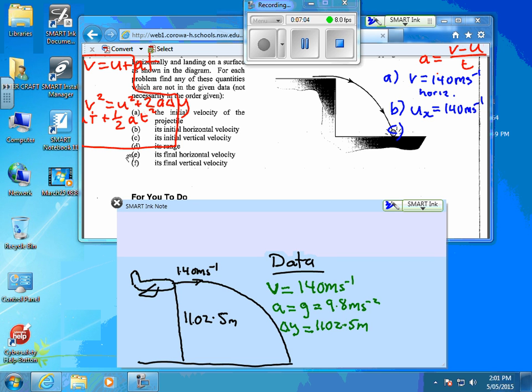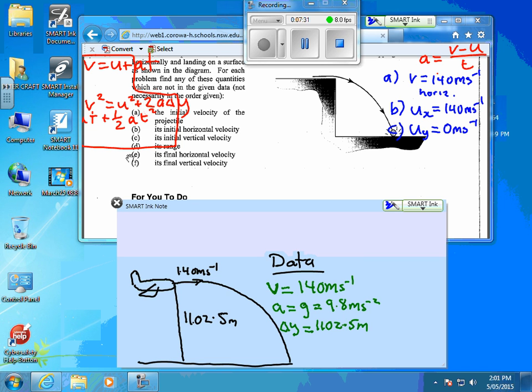C, its initial vertical velocity. That's easy. uy equals 0, because it's initially not falling, is it? In the first millionth of a second, it's not actually falling, or probably billionth of a second, depending on how sensitive instruments are. Because it's started going sideways, there's no vertical component to it, so that's pretty easy.